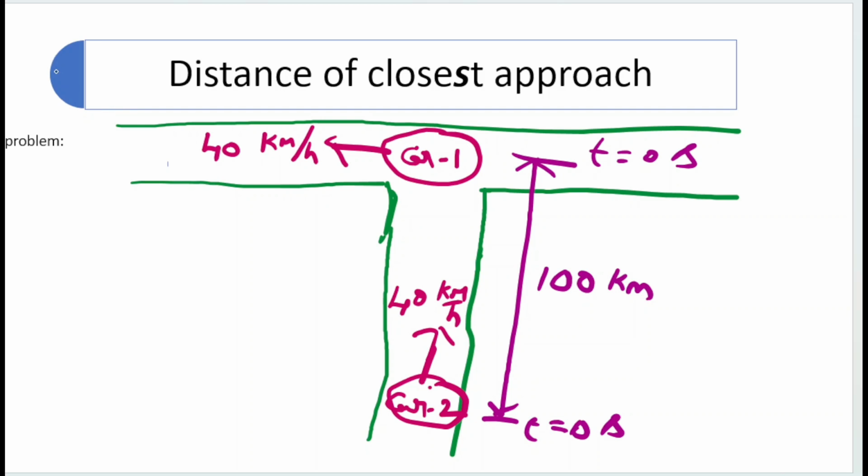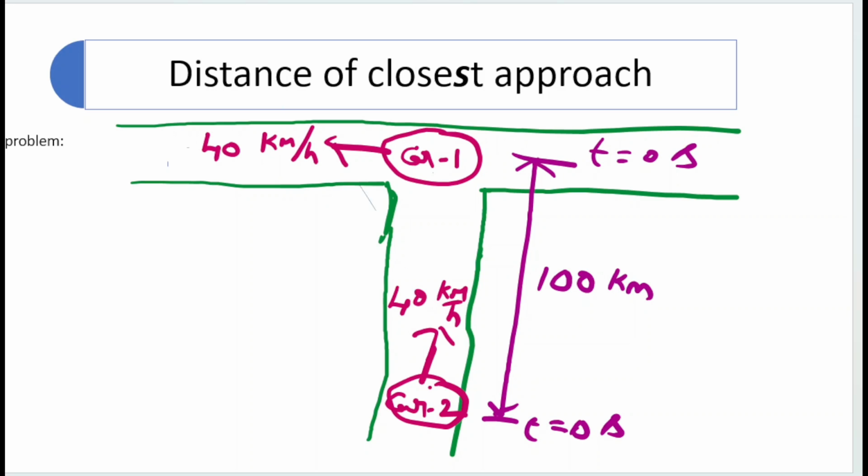Today we shall discuss a problem related to distance of closest approach. In this problem, two cars are there, car 1 and car 2. Both cars are moving at the same speed, 40 km per hour. Car 1 is moving towards east with a speed of 40 km per hour, and car 2 is moving towards north with the speed of 40 km per hour.